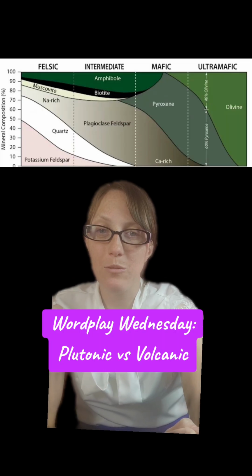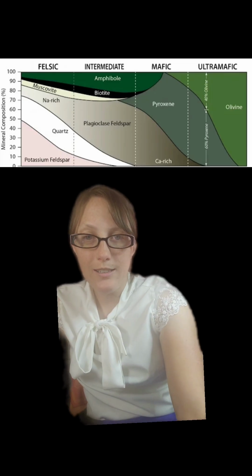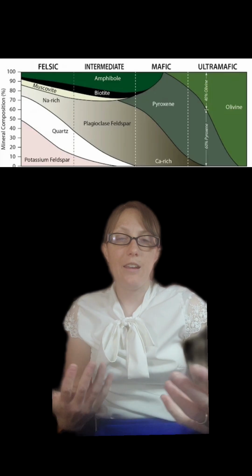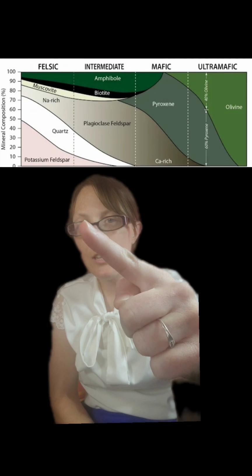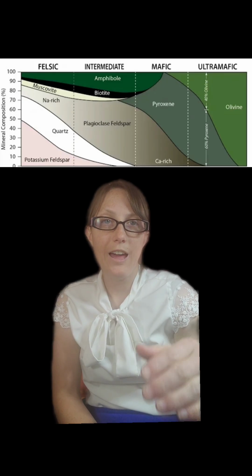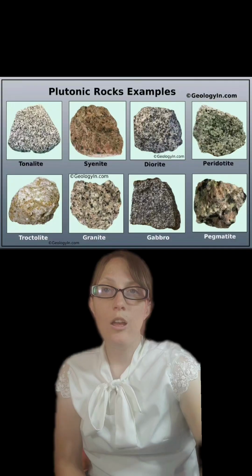So, last week we talked about one of the ways to classify igneous rocks, and it was by silica content. To review, those classifications were ultramafic, mafic, intermediate, and felsic. And we can narrow that down further by adding whether they are plutonic or volcanic. But what do those words mean?